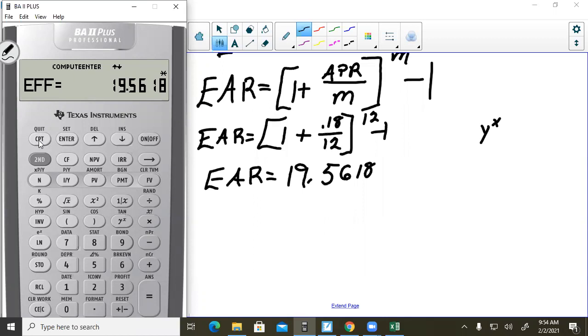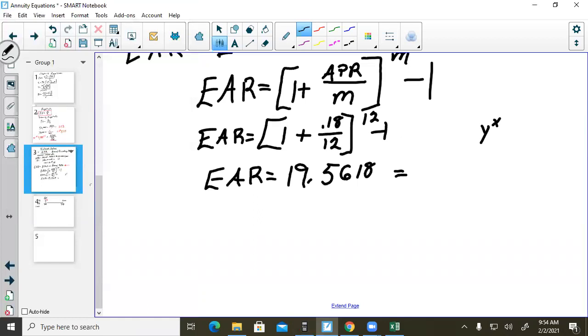So in this example, if Malcolm put the $100 on January 1st and didn't make any payments, at the end of the year, instead of $118, he actually owes $119.57.